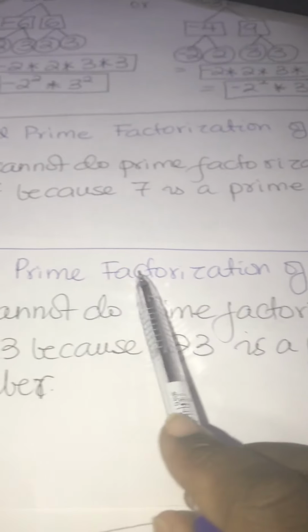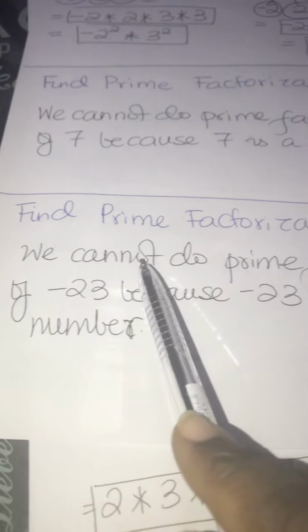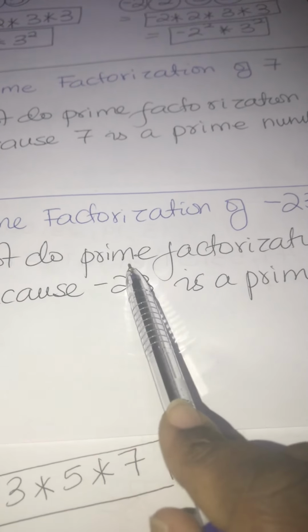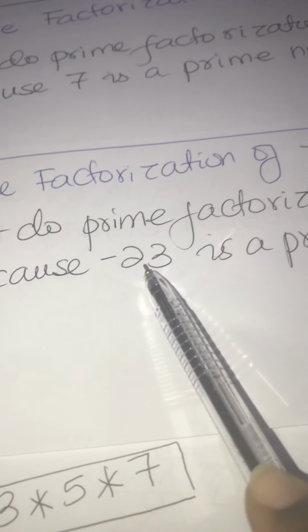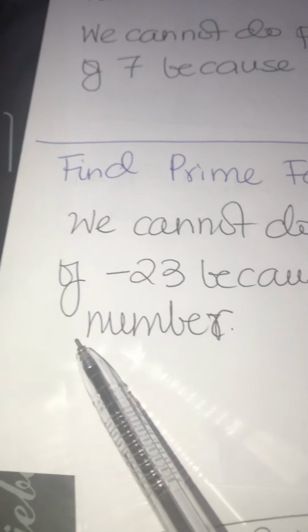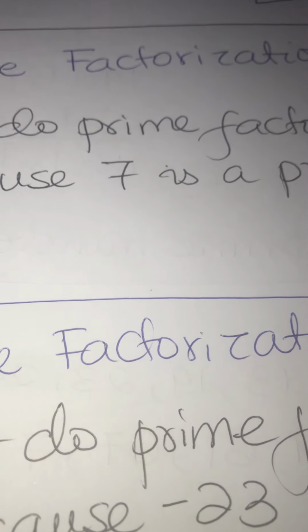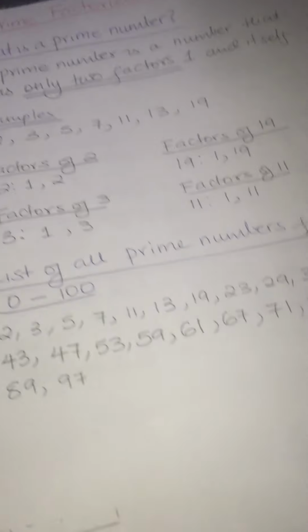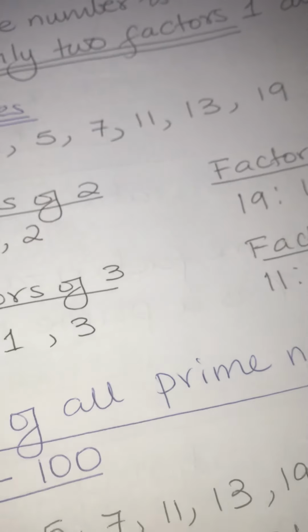We cannot do prime factorization of negative 23 because negative 23 is a prime number. So that is how you do prime factorization. You must know this. You must know how to identify if a number is prime and if a number is not prime. You must know.